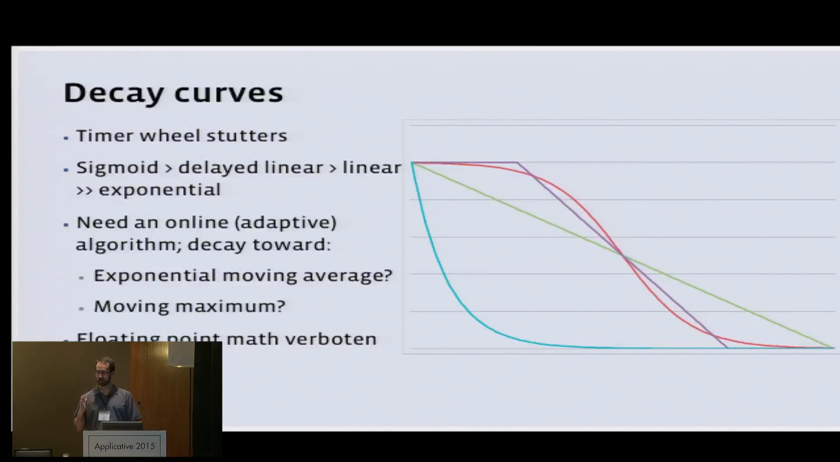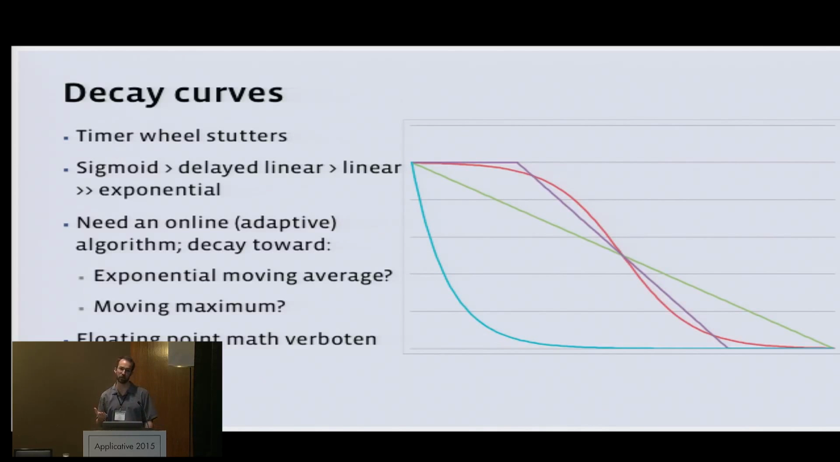First, let's talk about decay curves. What kind of decay curve do we actually want? I would argue that we probably want something that looks like this sigmoidal line, the red line that starts off flat and then drops down. There's a good chance you're going to want to reuse this unused dirty memory pretty soon after you deallocate it, so you want to wait a little while before you deallocate. This delayed linear line, the purple line there, is a pretty good approximation for it. So in practice, this would be a reasonable thing to do.